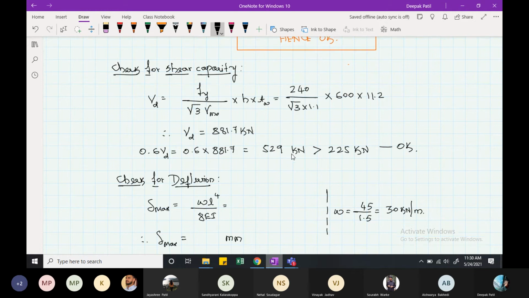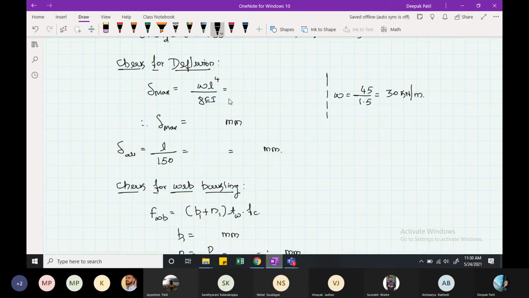Then you have to check for the deflection. That is, the maximum deflection occurs at the free end. For a cantilever beam carrying a uniformly distributed load throughout, the formula is WL raised to 4 by 8 EI. W, now you have to take it as 30 kilonewton per meter because the factored load is 45. When you try to calculate the deflection, you always have to take the unfactored loads, that is service loads. So 45 divided by 1.5, which is coming out to be 30 kilonewton per meter. So here you have to use 30, not 45. And L will be obviously 5 meters. You should not take 4 meters here.